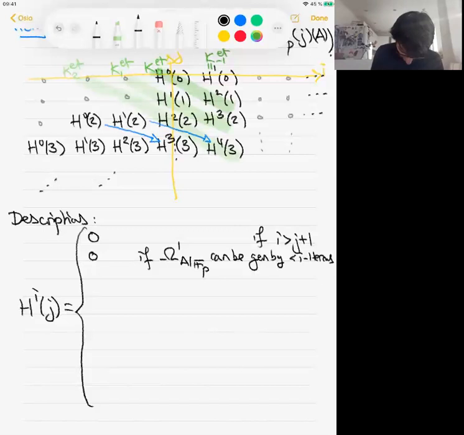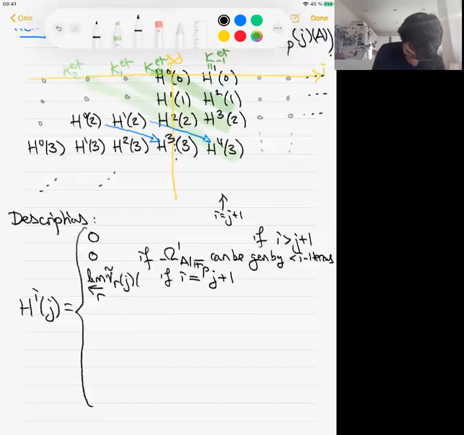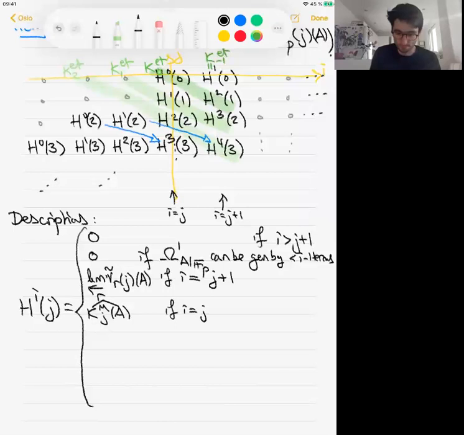If i is equal to j plus one, so that's this whole column here, we also have a description. So let me write it down and then I'll come back to it. It's the inverse limit over r of nu_r tilde weight j of A. And I'll define this for you in a moment. If i is equal to j, so that's the Milnor line that I've put here, I get the p-adically completed Milnor K groups of A. I better assume that A is local for that. Otherwise I don't know.